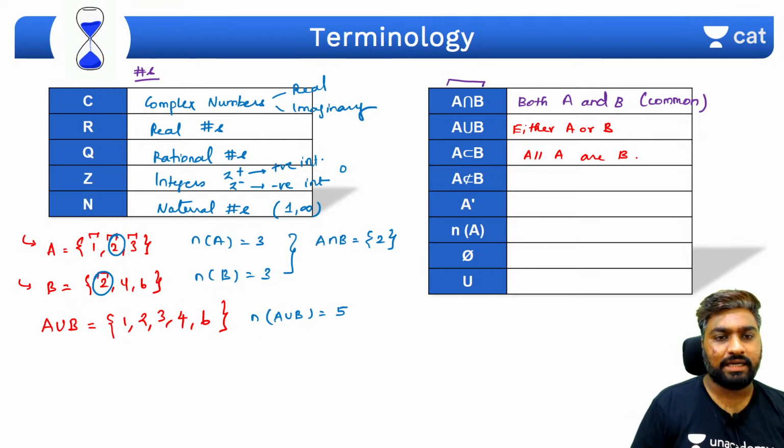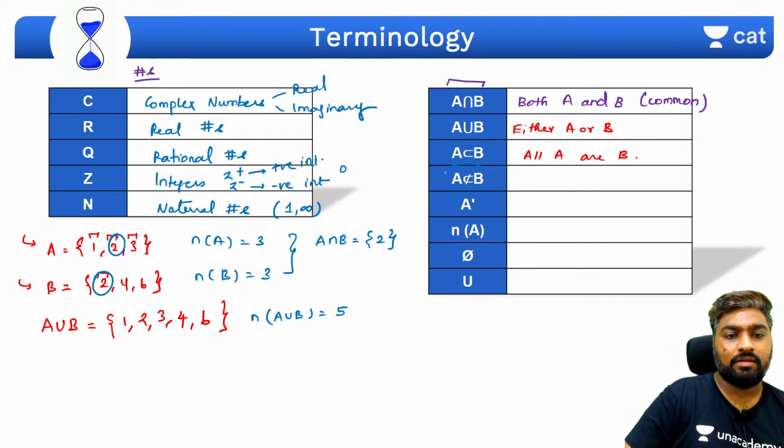We will talk about that in a while. Now what does this mean? If A is a subset of B, this is like a C, right?